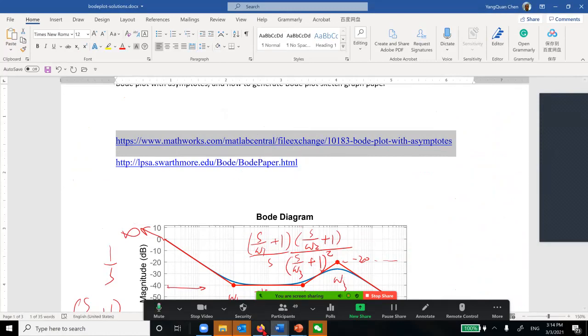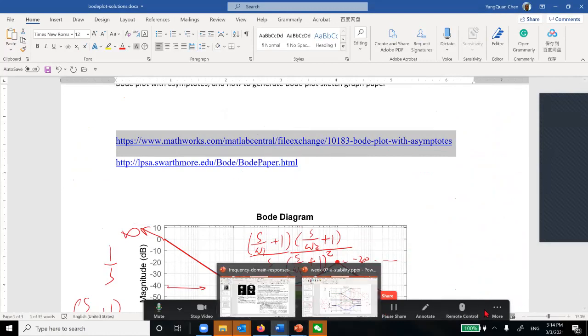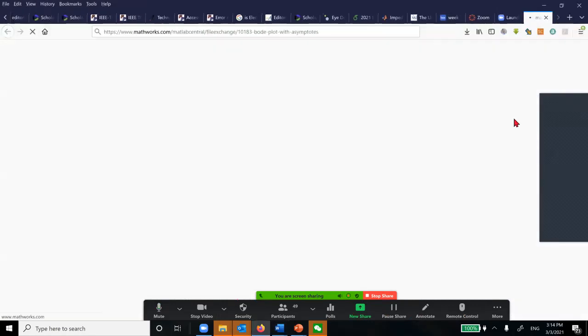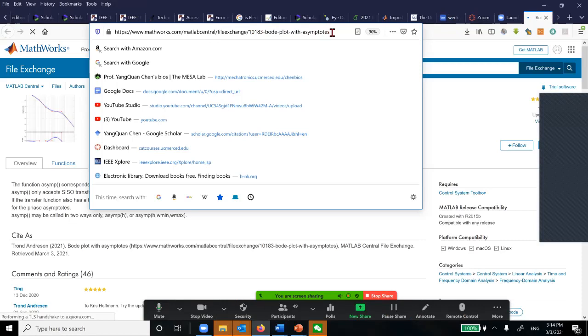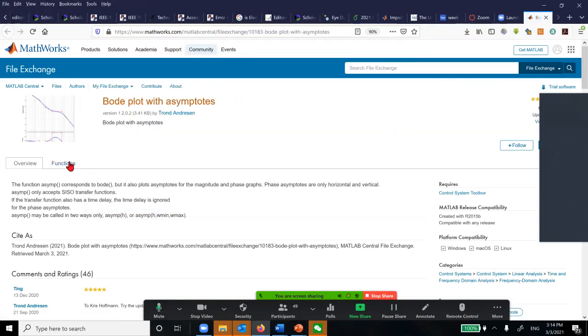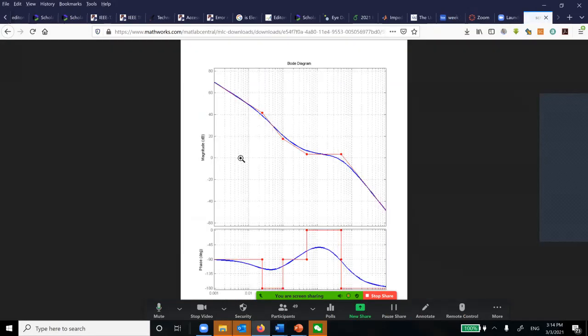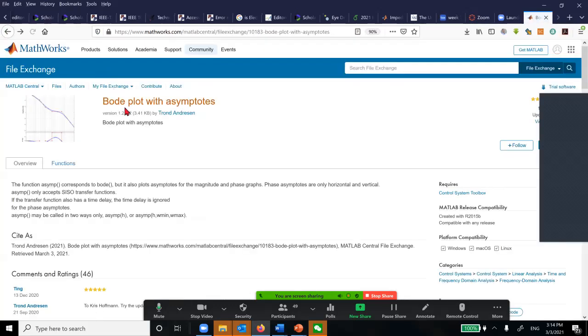It's on MATLAB Central. Let me give you this; I'll upload this file for you. You can go to this page and you can see you have something here. Then you download this code, and you should be able to draw something like this. It will help you a lot.